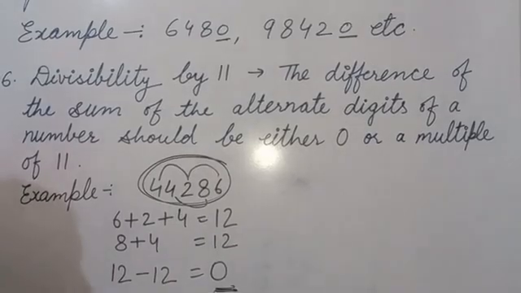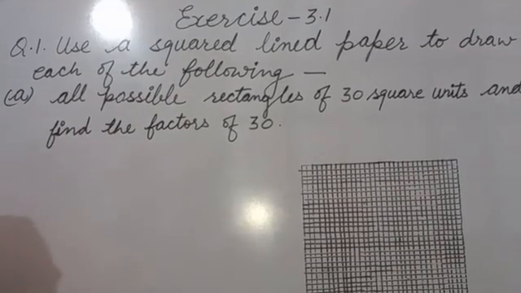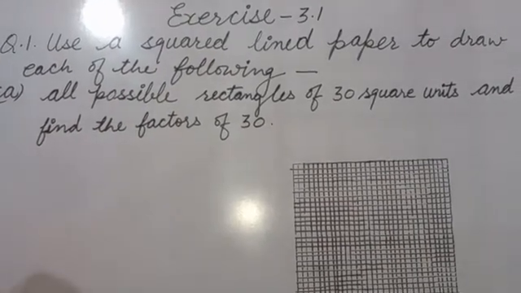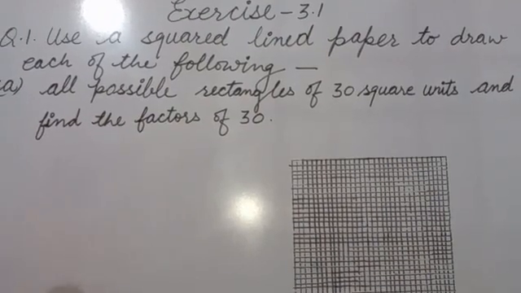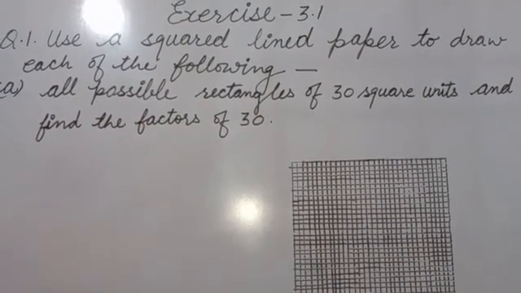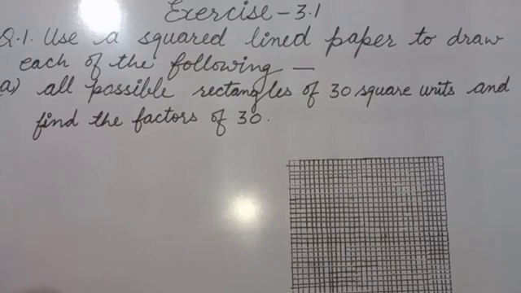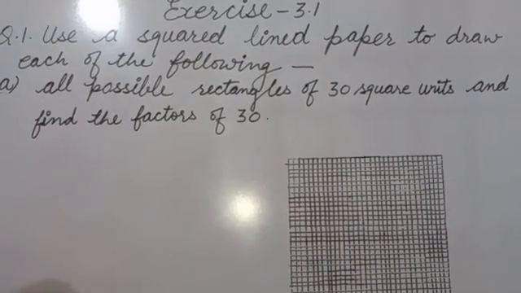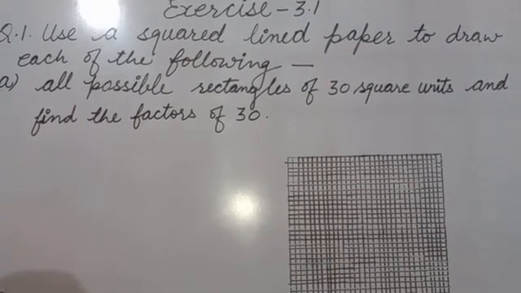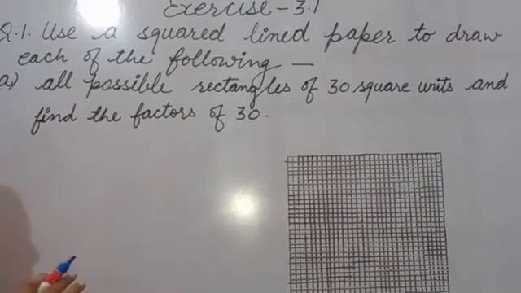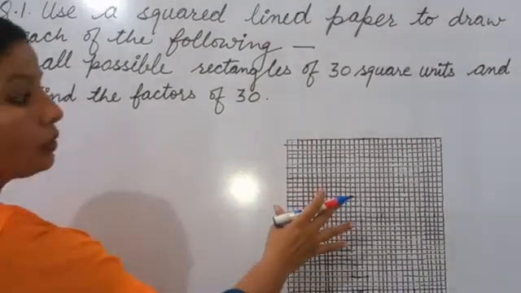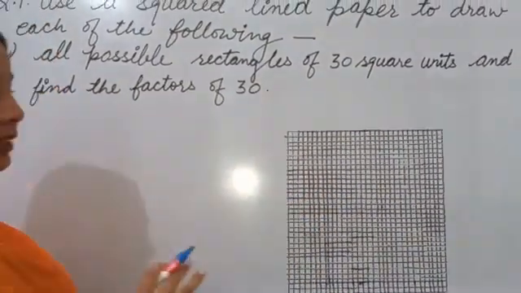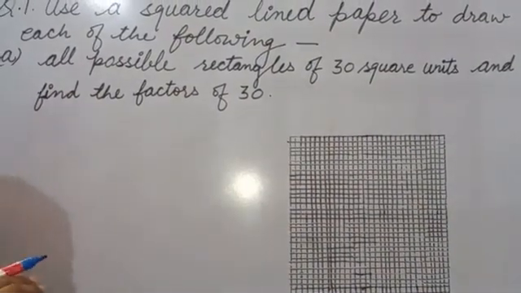Okay, have you got it? Now we start exercise 3.1. So question 1 is here. Use a squared line paper to draw each of the following. Here you will use squared line paper. Okay, I do not have squared line paper, so I make square boxes here. Like this you can also make in your notebook.